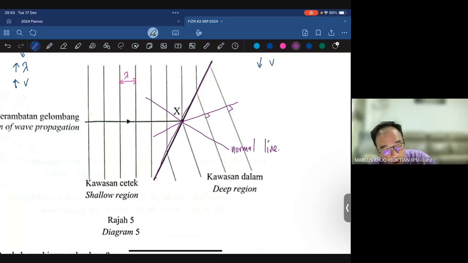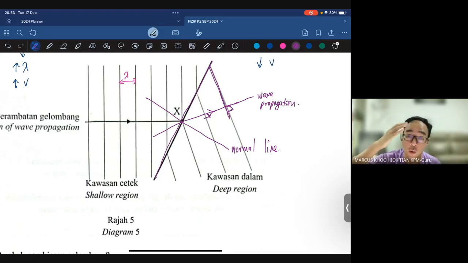Okay, this is the wave propagation. It's going to propagate this way. Notice that the wave propagation line is always 90 degrees to the wave front, the muka gelombang. It's always 90 degrees to this. So it's actually not very difficult to remember.